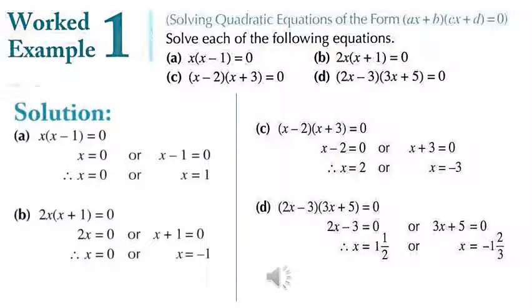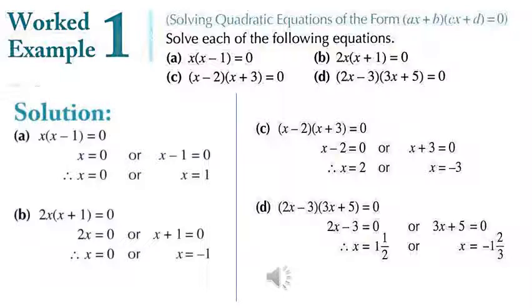In part B, 2x multiplied by x plus 1. The product of these two factors is equal to 0. So either 2x is equal to 0 or x plus 1 is equal to 0. So the value of x is 0 or minus 1.